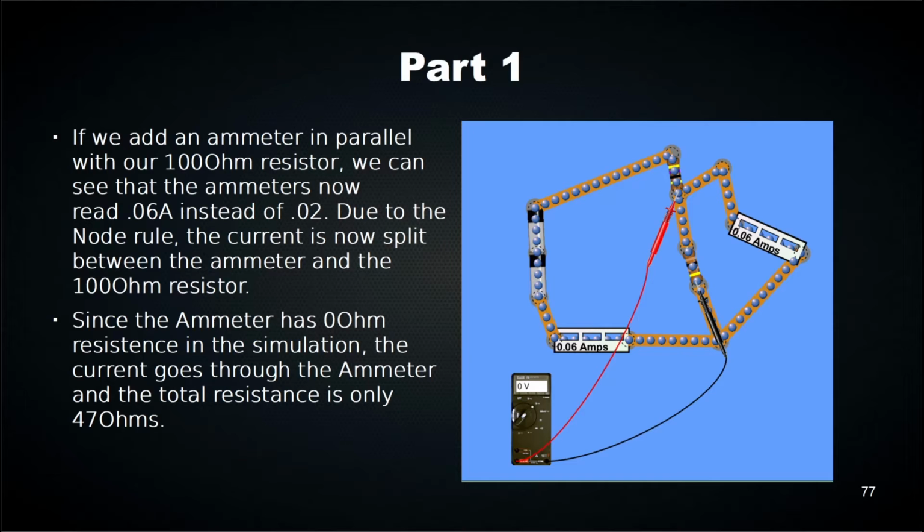If we add an ammeter in parallel with our 100 ohm resistor, we can see that the ammeter now reads 0.6 amps instead of 0.2. This is due to the node rule. The current is now split between the ammeter and the 100 ohm resistor. Since the ammeter has 0 ohm resistance in this simulation, the current goes through the ammeter and the total resistance is only 47 ohms from the smaller resistor up here.